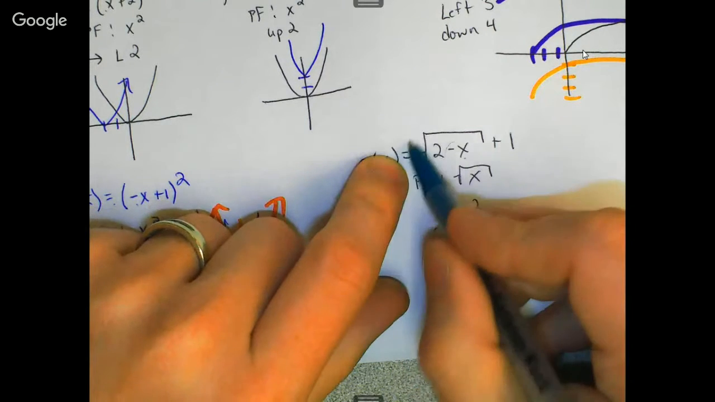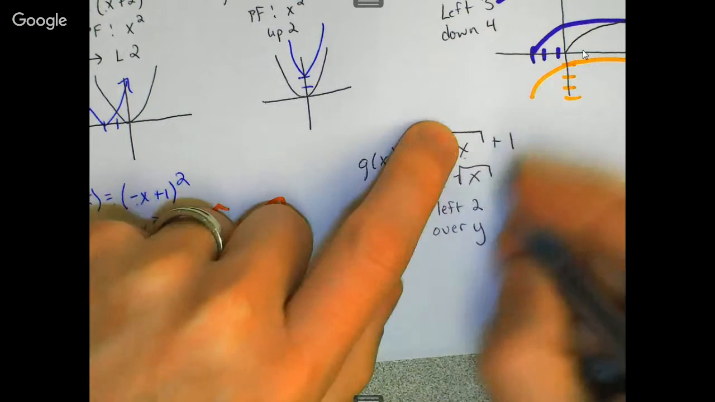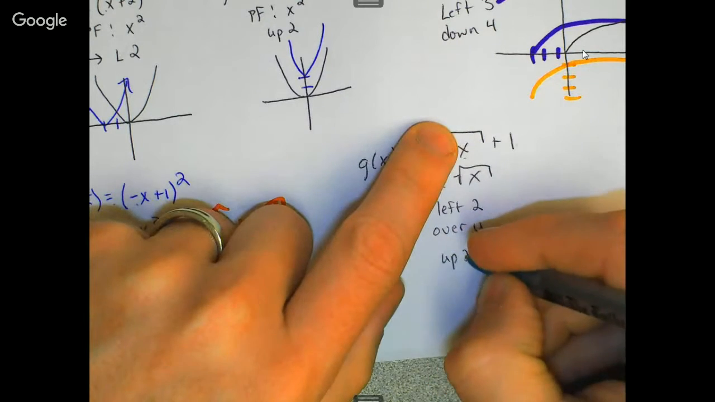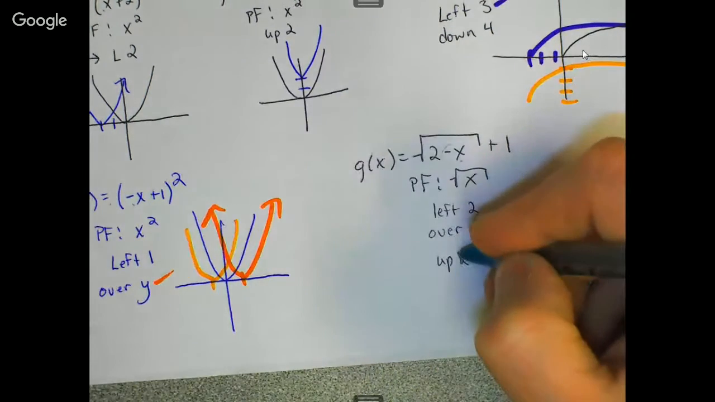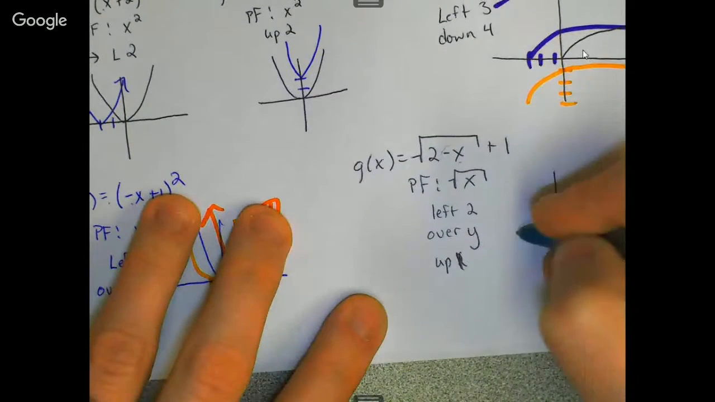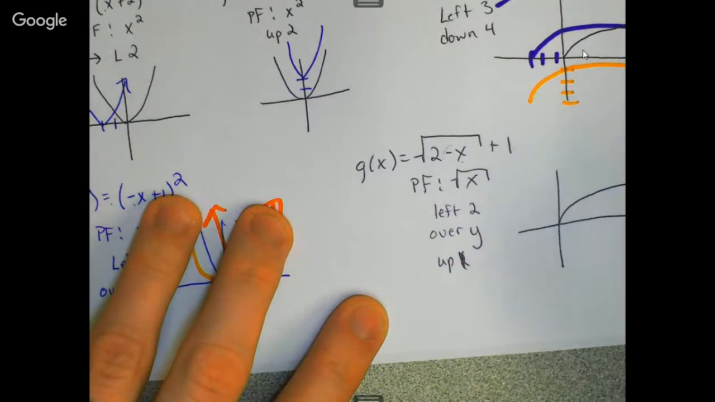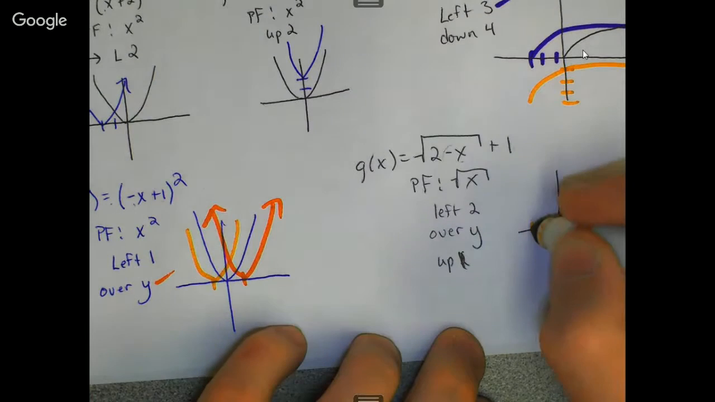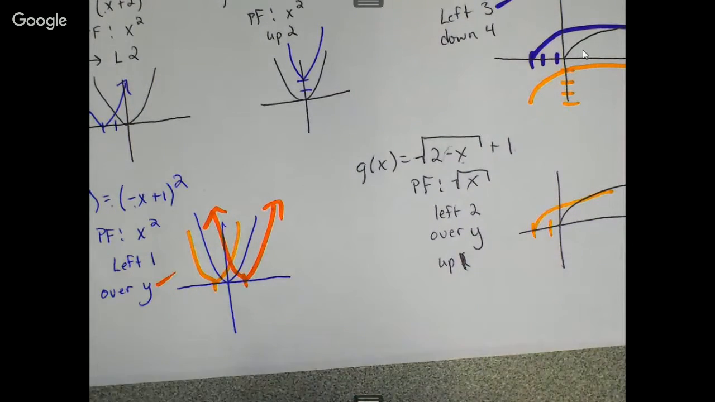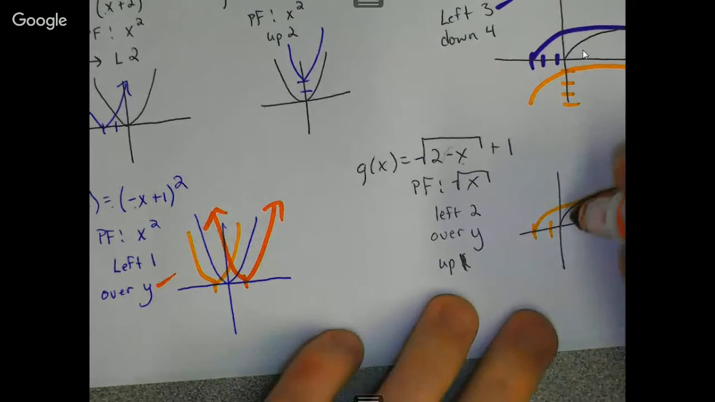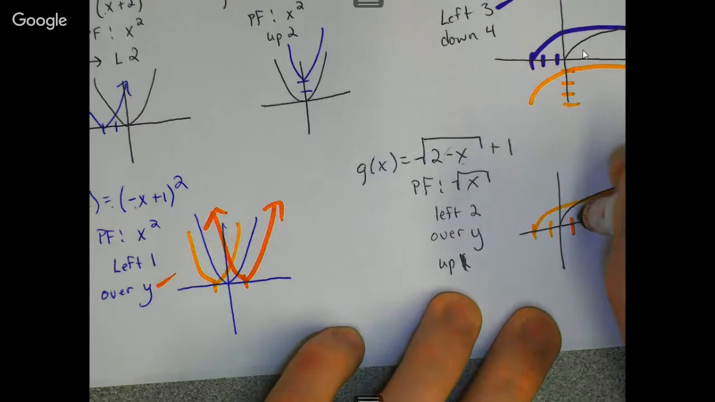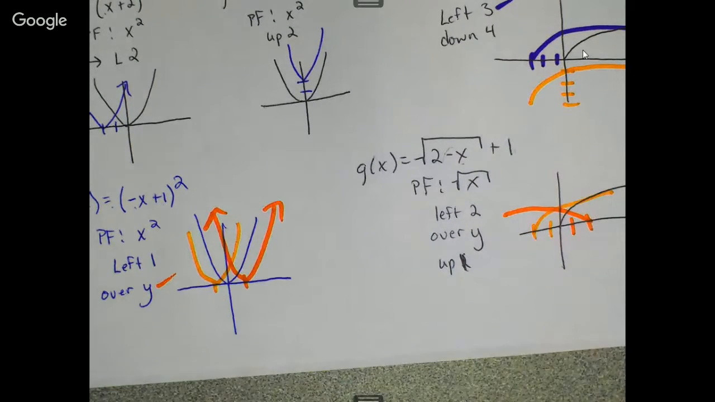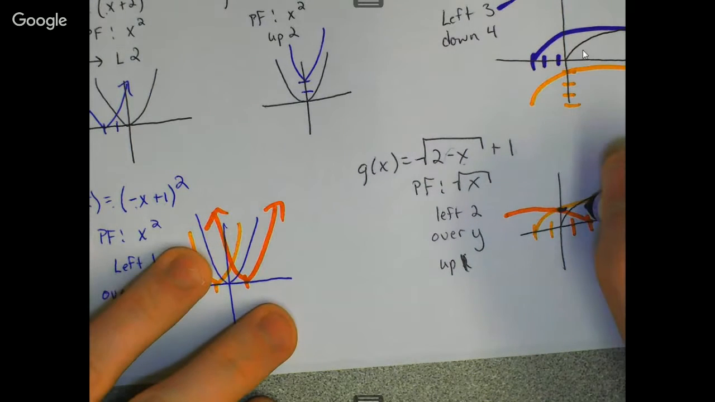I don't have an a out here. And then this one would be up 2, or sorry, up 1. So we've got our radical here. We're going to go left 2, should be there. We'll flip it over the y-axis, should be there. And we're going to go up 1. So it'd be right about in there.